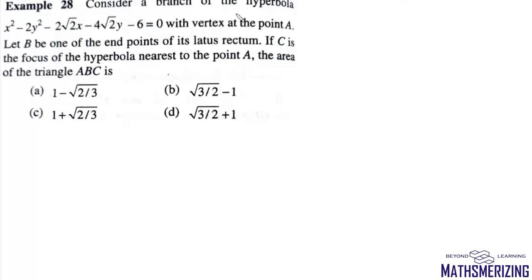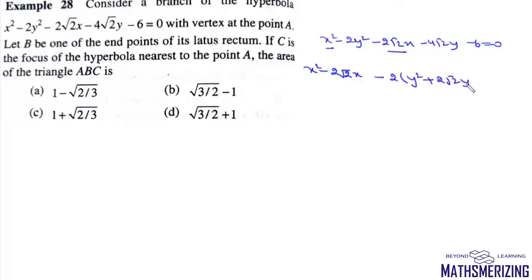Now the next question is, consider a branch of a hyperbola which is x square minus 2y square minus 2 root 2x minus 4 root 2y minus 6 equals to 0. So what we'll do is, we'll first simplify this hyperbola. So we'll take terms of x together. So it'll be x square minus 2 root 2x, and then we'll take minus 2 common. It'll be y square plus 2 root 2y minus 6 equals to 0.